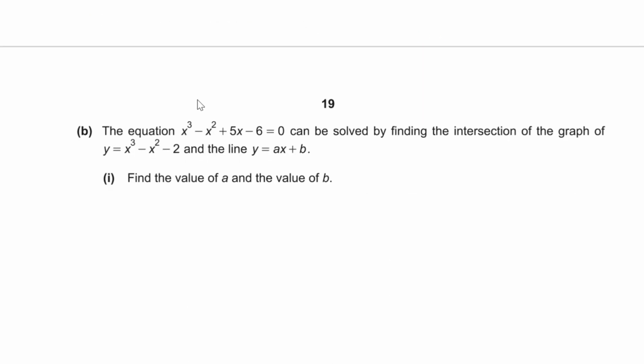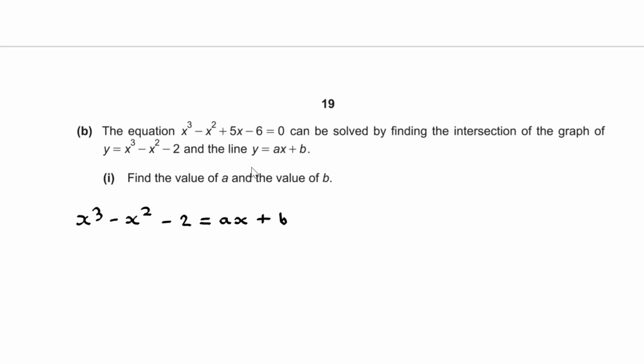Now for part B, the equation x cubed minus x squared plus 5x minus 6 equals 0 can be solved by finding the intersection of the graph of y equals x cubed minus x squared minus 2 and the line y equals ax plus b. We have to find the values of a and b. Well, if we compare this with what we have here, if we solve these two simultaneously, we'd have x cubed minus x squared minus 2 equaling ax plus b.